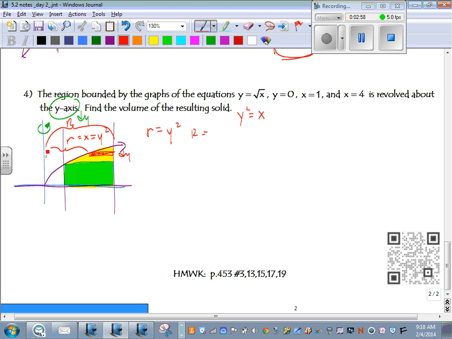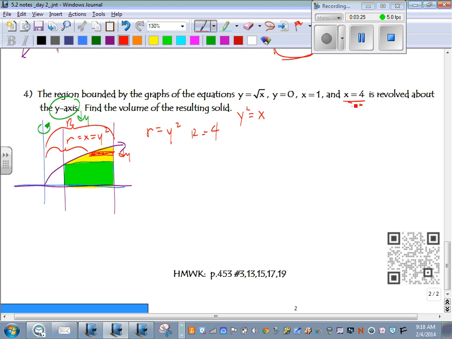From the axis of revolution to the furthest part of the rectangle, what's that function? 4, right? So this big radius is always going to be 4. Sometimes that's nice, it works out as just a number. But if you look at this, the big radius is always going to be 4, because the right side of this rectangle is always on the line x equals 4, right? The radius is the x value.